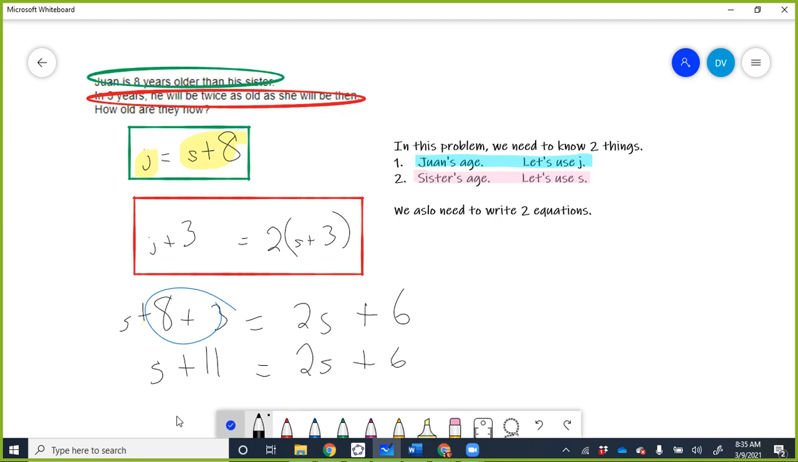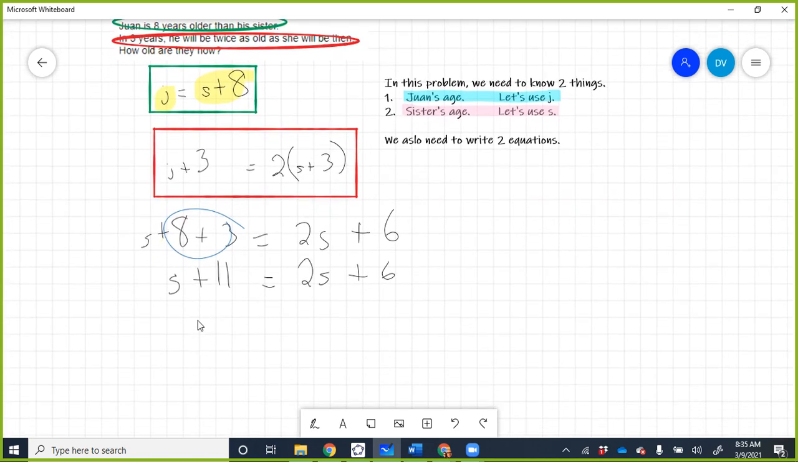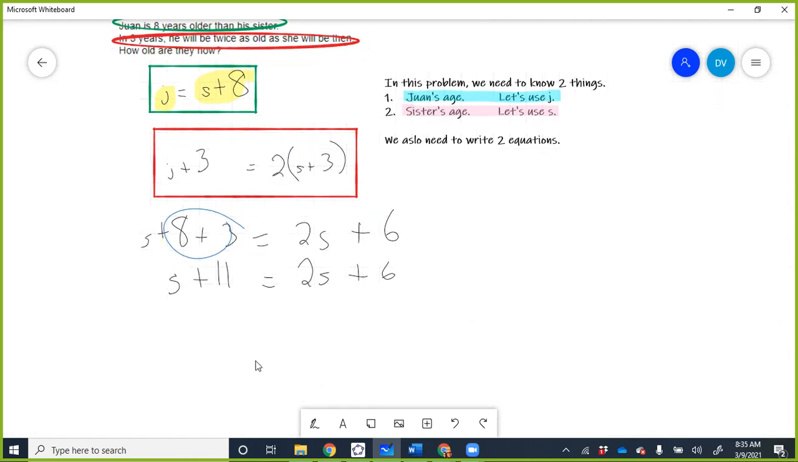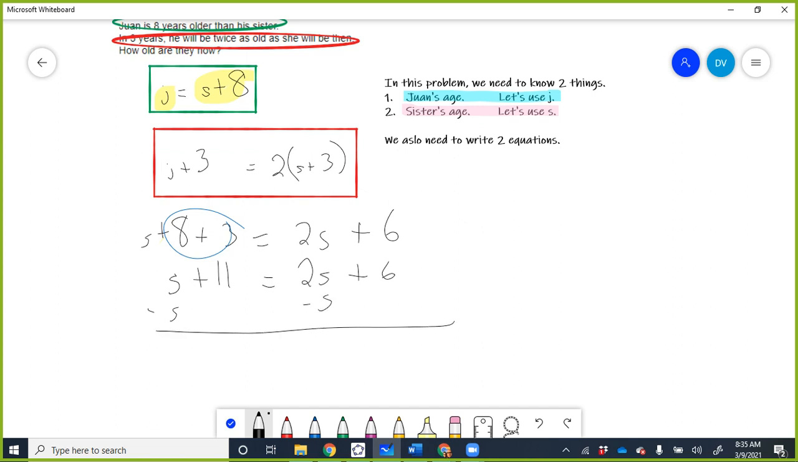And maybe we need a little more room. So what I'm going to do now is get my variables on the same side. I'm going to subtract S from both sides. Minus S on this side and minus S on that side. These simplify and I get 11 is equal to S. 2S minus 1S is just S. We don't need to write the 1. Plus 6. Okay. And now, did I make a mistake? No, we're good. Wait a minute. I think I did make a mistake.